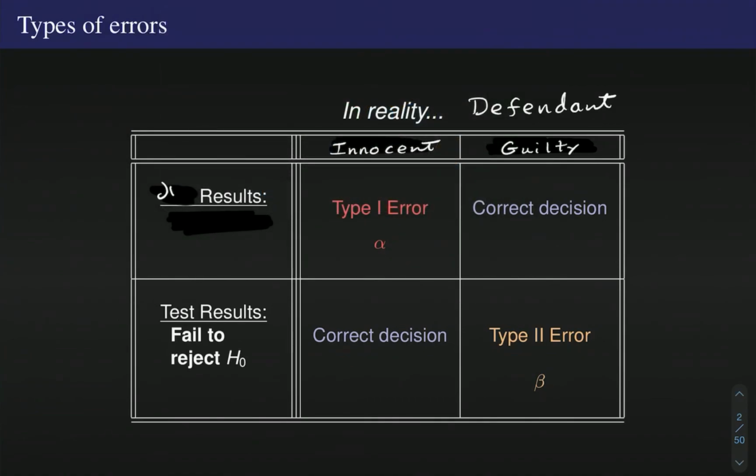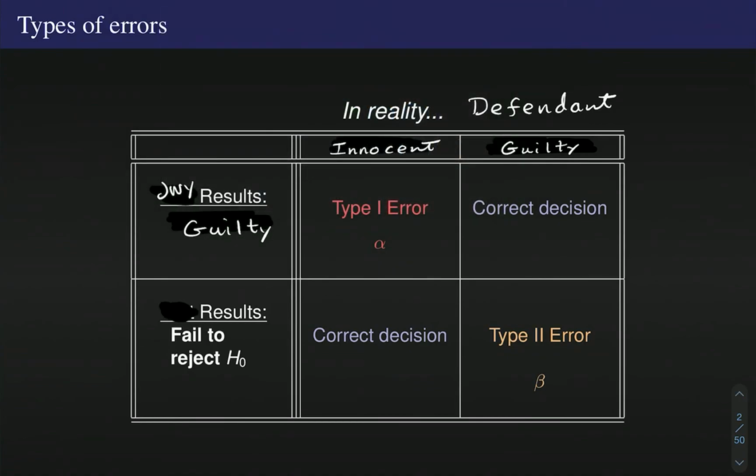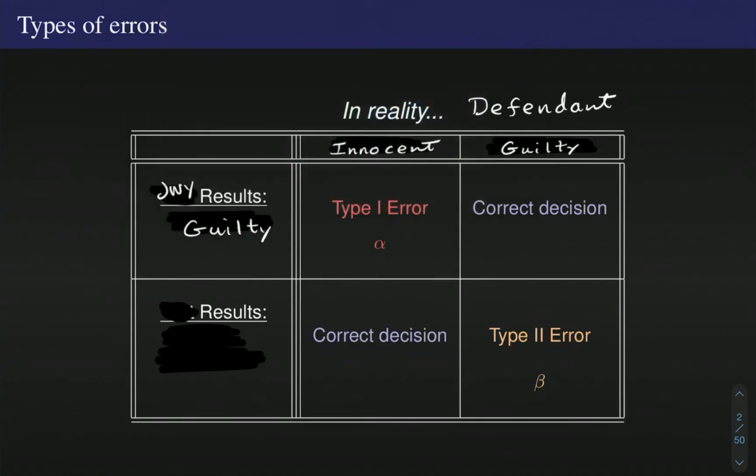All right, so we'll call this jury result, and this would be guilty. And again, this is based on the evidence presented. This is like us making a hypothesis test conclusion based on the sample we collected. Similarly, our other option, the fail to reject, would be the jury deciding, well, we can't decide beyond a reasonable doubt that this person is guilty, so we're just going to have to presume that they're innocent. So our jury result on this side would be innocent.